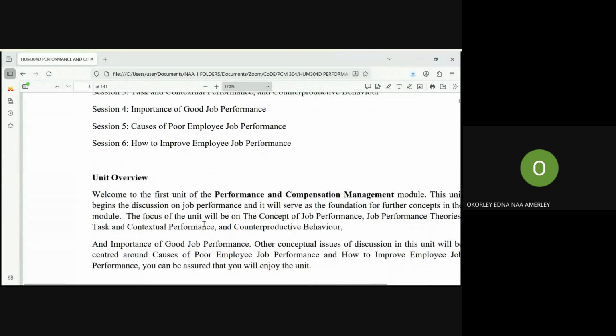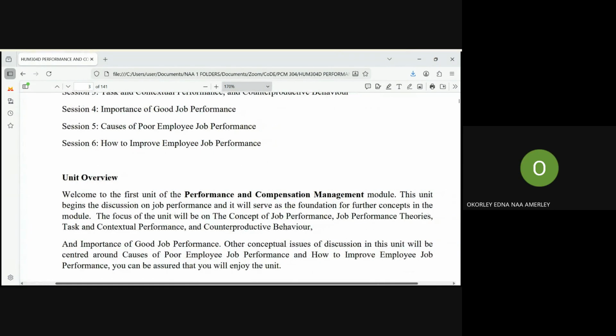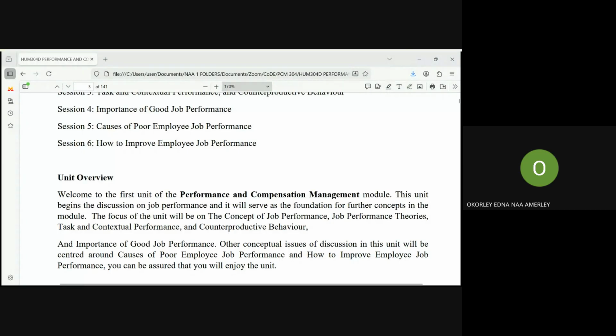Can I get a volunteer to read the unit overview for us? Can I get a volunteer? Hello, madam. I'll do that. Yes, Auntie Becky, please go ahead.